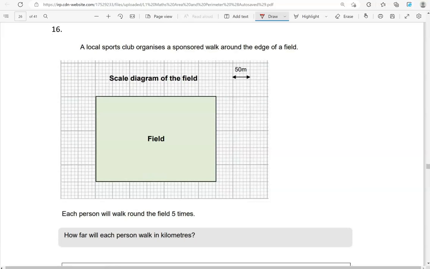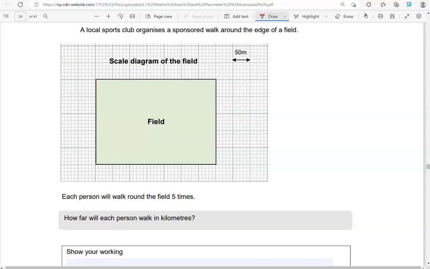A local sports club organises a sponsored walk around the edges of a field. Each person will walk around the field 5 times. How far will each person walk in kilometers? So we've got the scale diagram of the field, and we've got the key here, which tells us that 1 square length is equal to 50 meters.